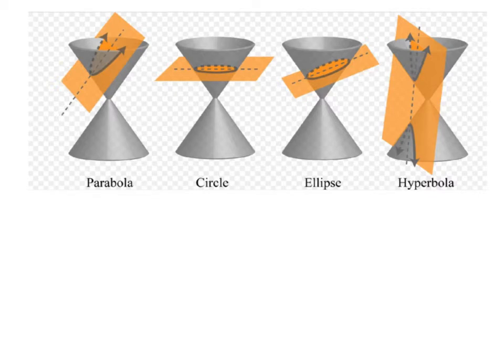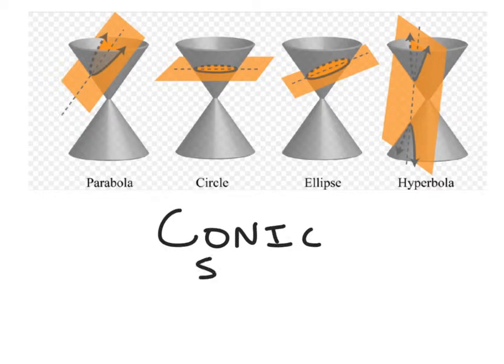A parabola is just one type of a group of graphs called conic sections. All of these are known as conic sections because they can be formed by a plane, like this orange plane, cross-cutting a cone. This here is a cone in 3 dimensions. The parabola is this cross-cut.